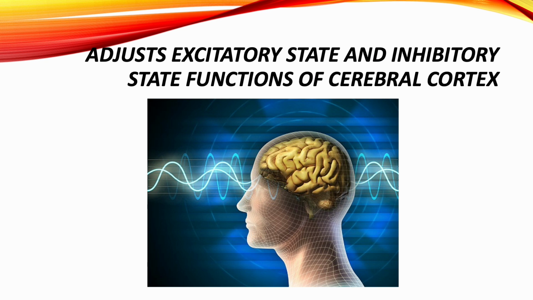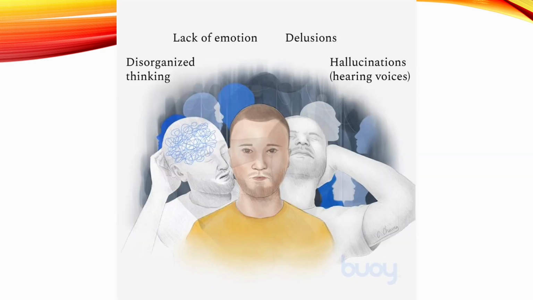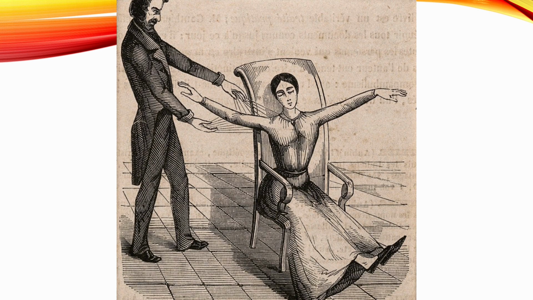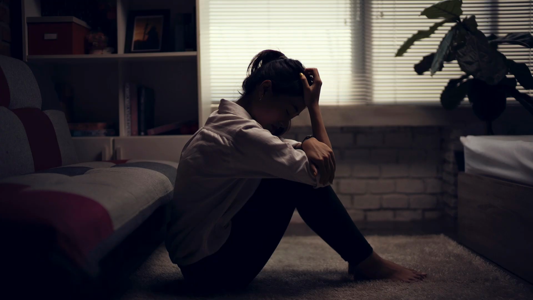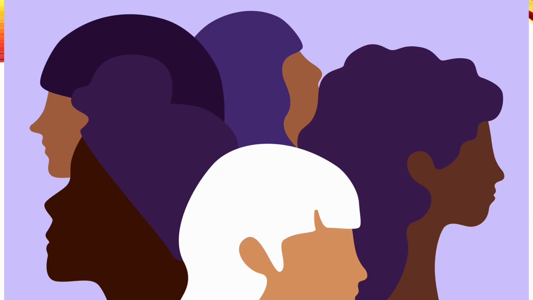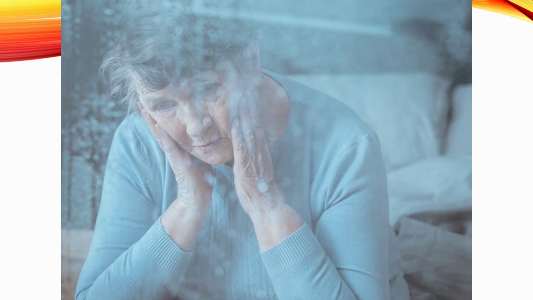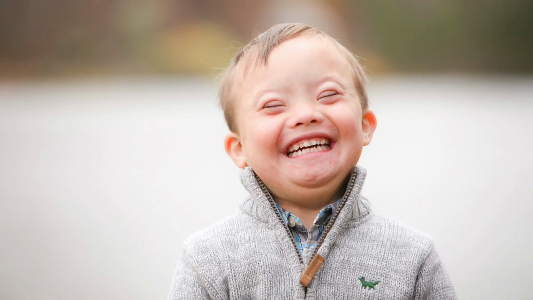Scalp acupuncture can adjust the excitatory state and inhibitory state functions of the cerebral cortex. It can improve mental function, improve symptoms, and recover normal thinking activity of the cerebrum. It is used for schizophrenia, hysteria, depression, menopause, senile dementia, and Down syndrome.